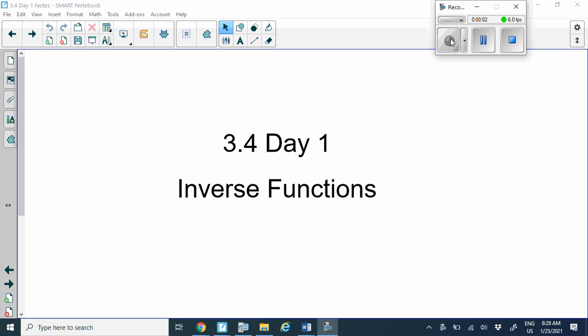Hey guys, so here's the notes for 3.4 day 1. We're going to be talking about inverse functions.